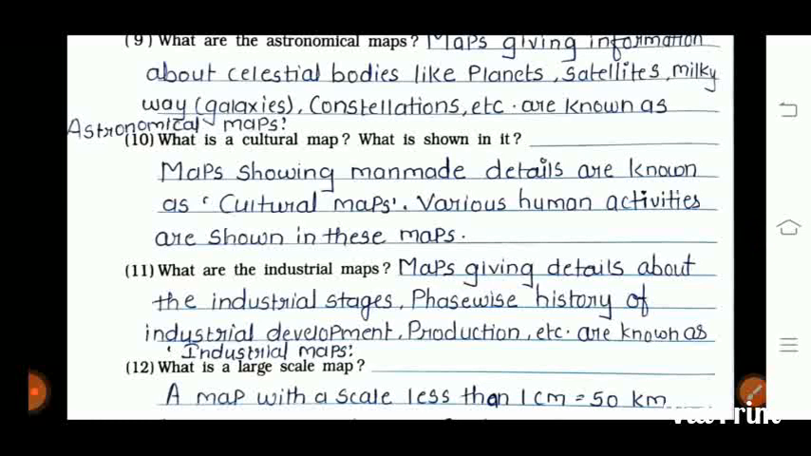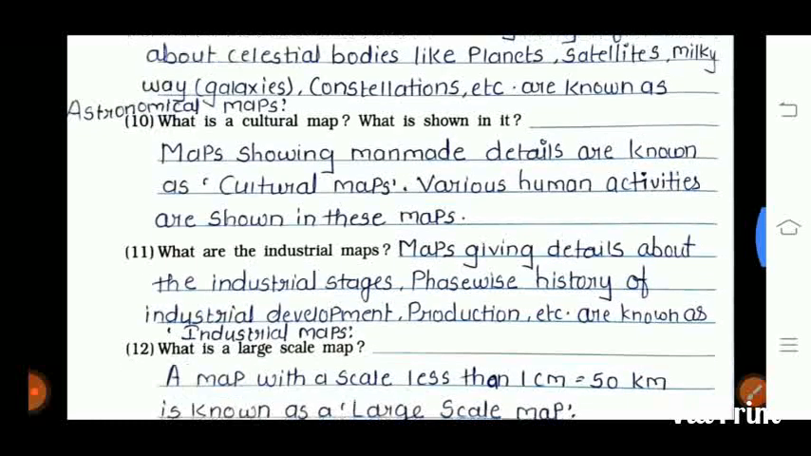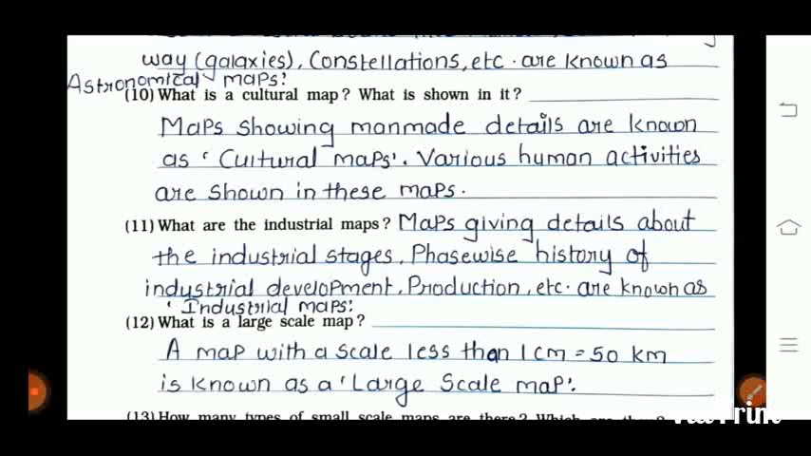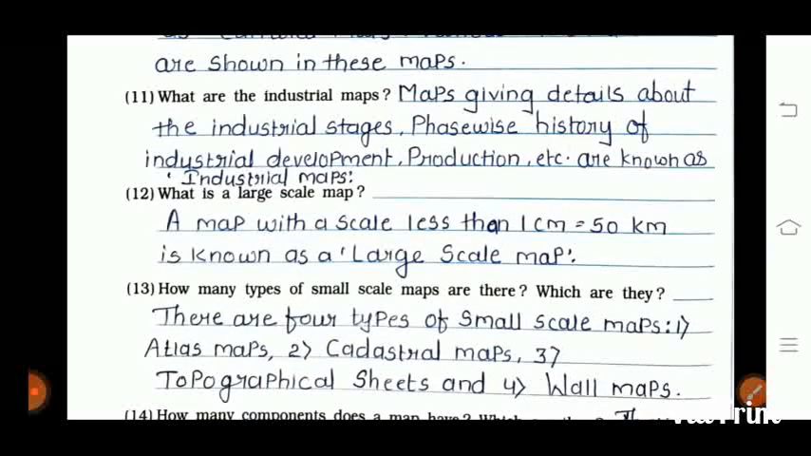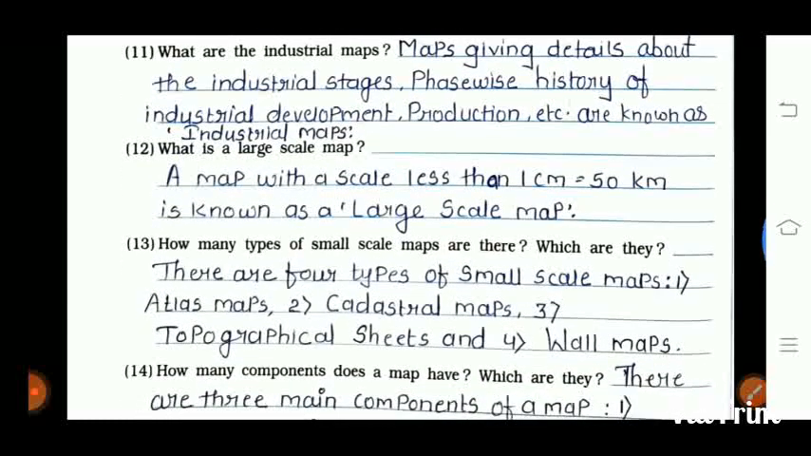10th one is what is a cultural map? What is shown in it? Maps showing man-made details are known as cultural maps. Various human activities are shown in this map. 11th one is what are industrial maps? Maps giving details about the industrial stage, perhaps phase wise history of industry development, production, etc. are known as industrial maps.